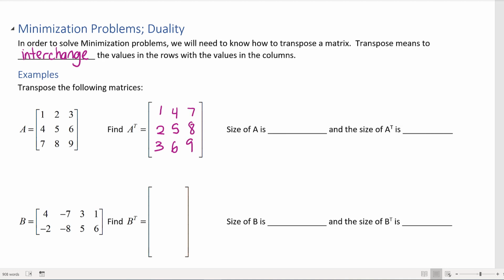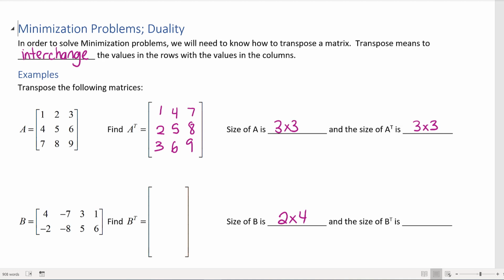Notice that the size of A is a 3 by 3 matrix, and the size of A transpose is also a 3 by 3 matrix. But what happens if we try matrix B, which is a 2 by 4 matrix? If I interchange the rows, which there's 2 rows, with the columns, and there's 4 columns, B transpose is going to be a different size.